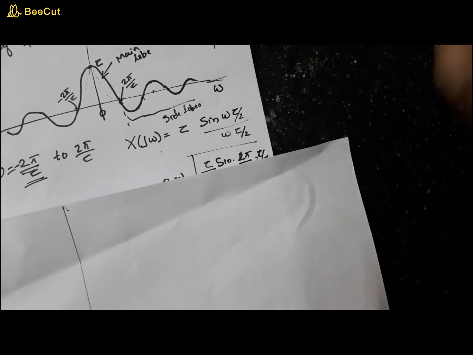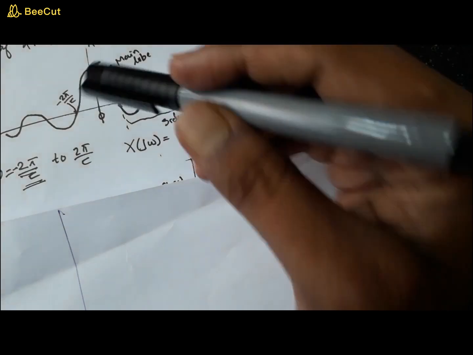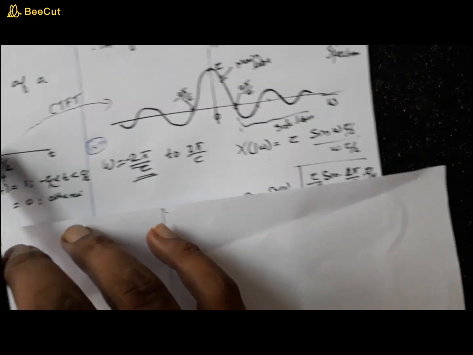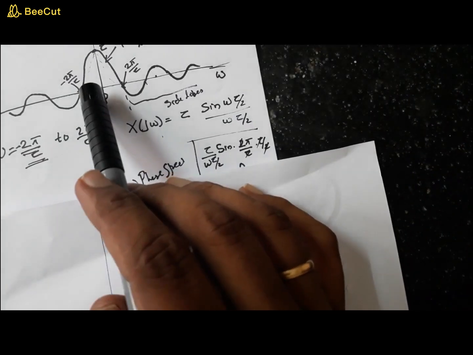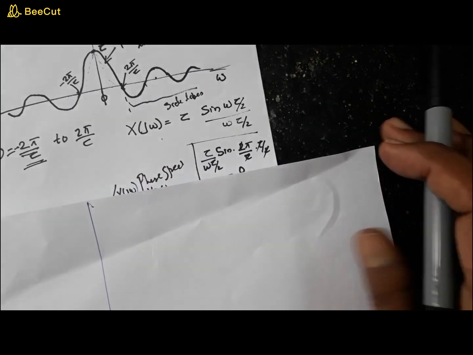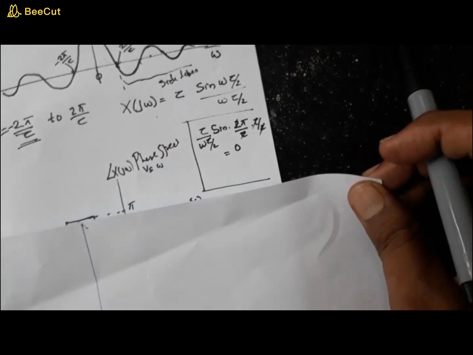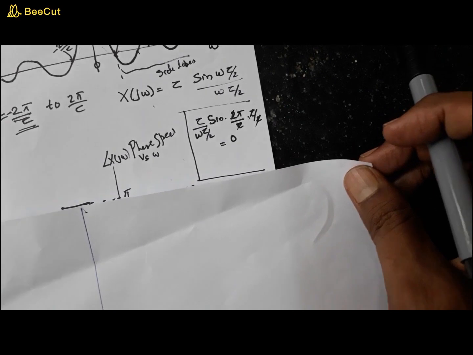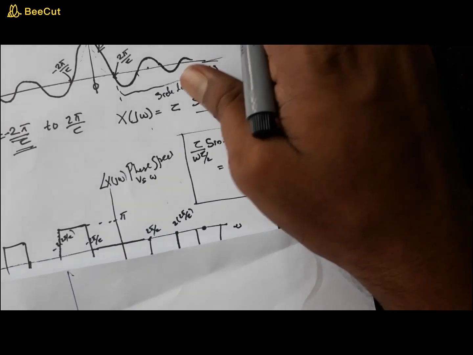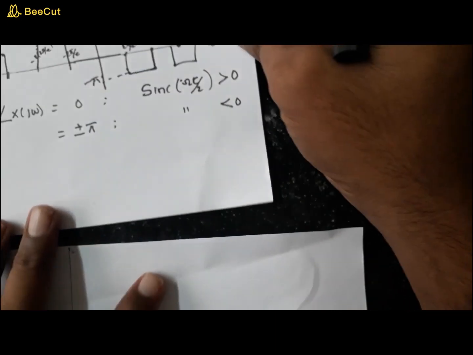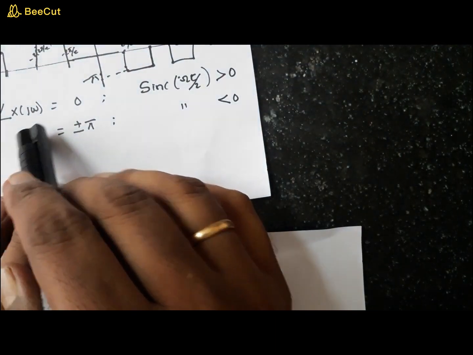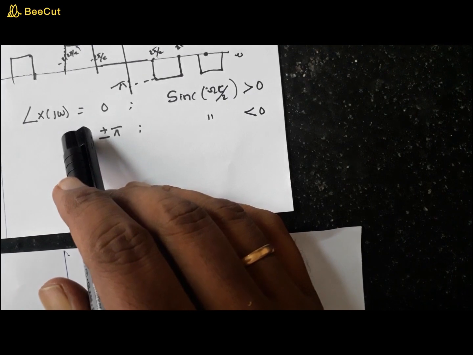Okay, we studied the Fourier transform of a rectangular signal. So you found that to be a sinc signal. Now next one is the phase spectrum. Now when you look at the phase spectrum, that is angle X of j omega, which is equal to 0.